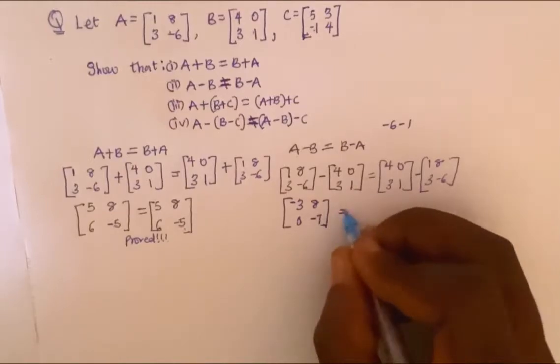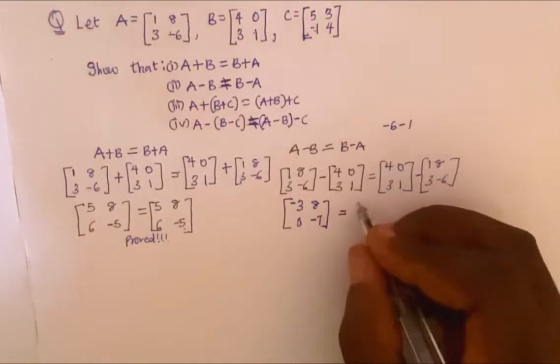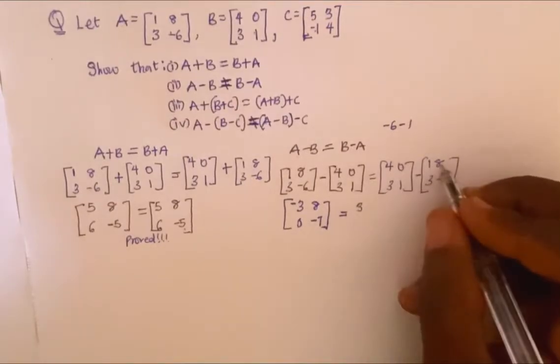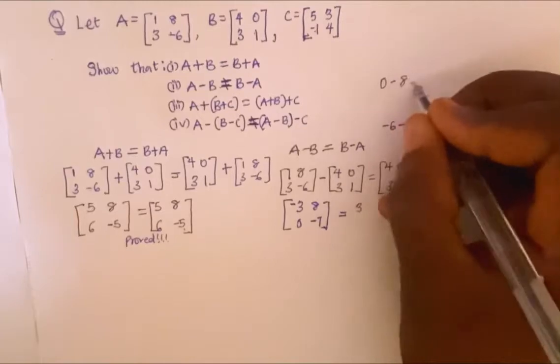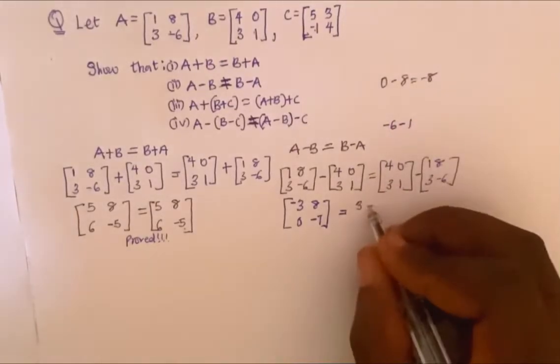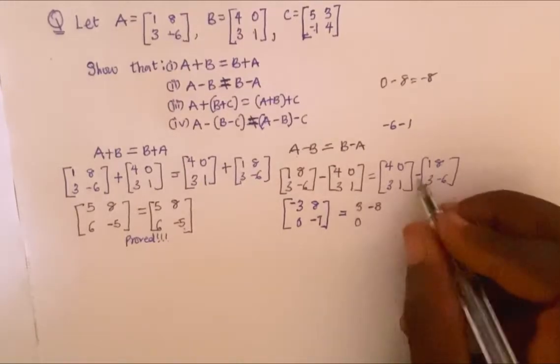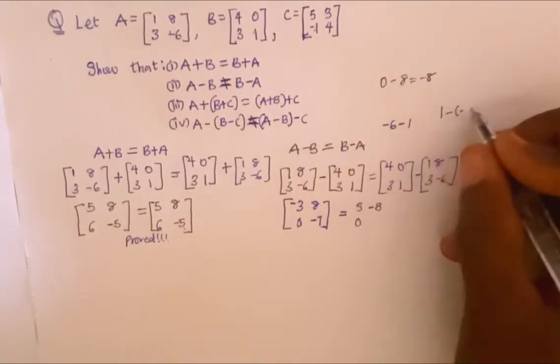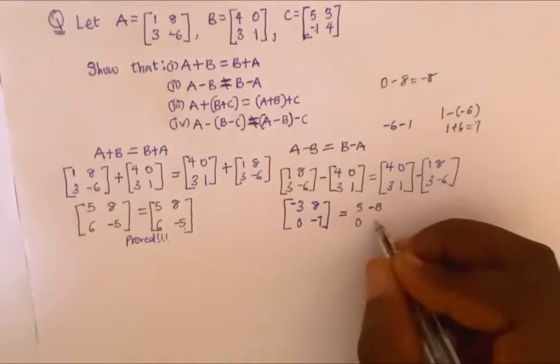Then is it equal to 4 minus 1, which is 3? 0 minus 8, listen up, 0 minus 8 is minus 8. 3 minus 3 is 0. 1 minus 6, 1 minus into bracket minus 6, that's 1 plus 6, which is 7. So here I'm having 7.